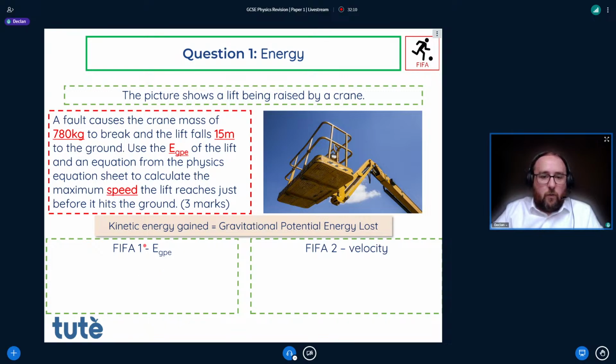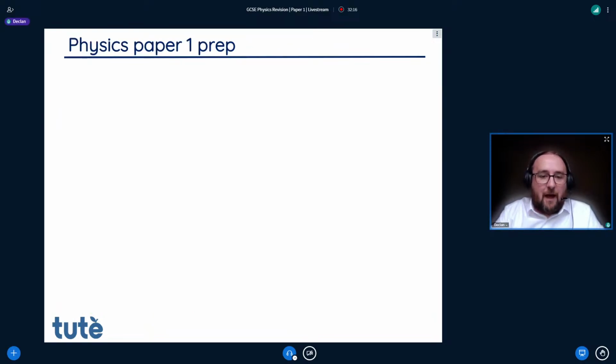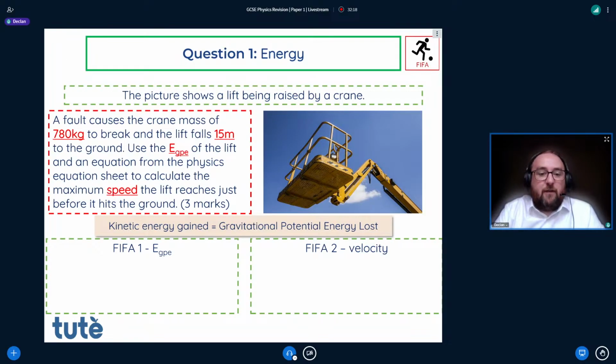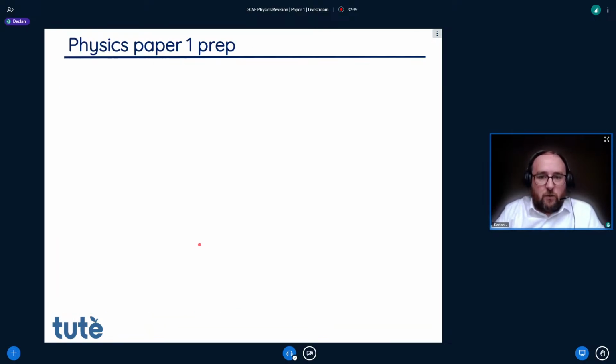So FIFA 1, we're working out the gravitational potential energy. FIFA 2, we're working out our velocity. My next step, I would F for FIFA. So we want to go to our equation, F for formula. So we want to go to our equation sheet. Find our formulas for each of these equations. So we want to find the one for gravitational potential energy. We want to find the one for kinetic energy because these are linked. So we're having a look around.